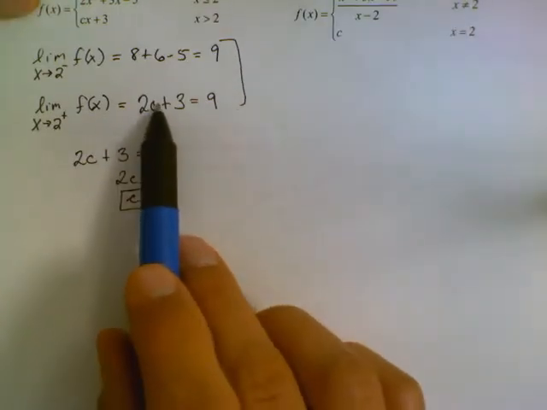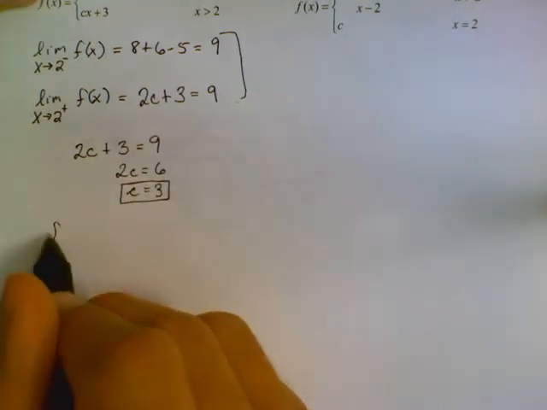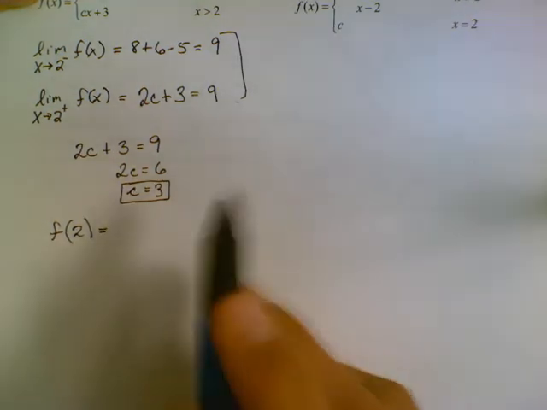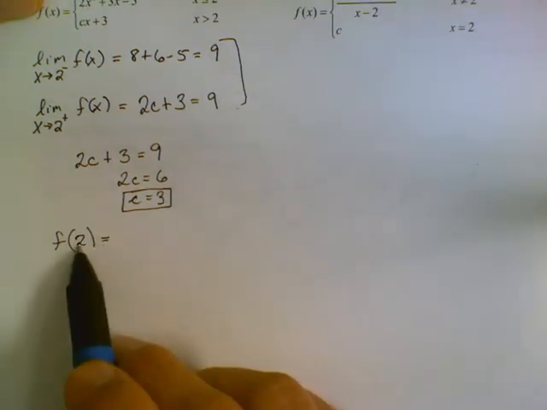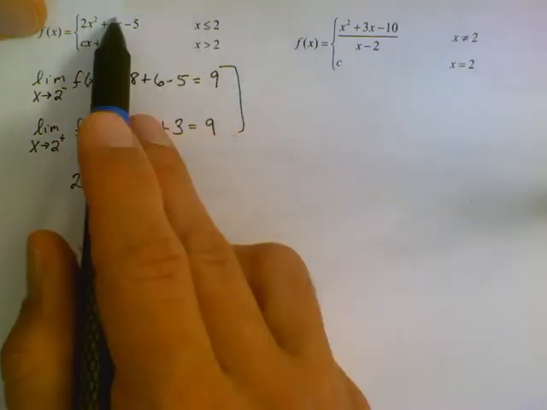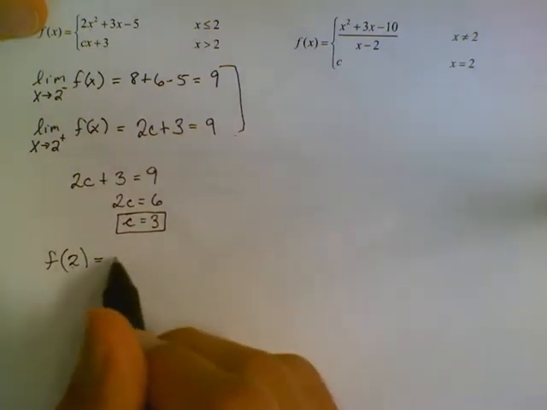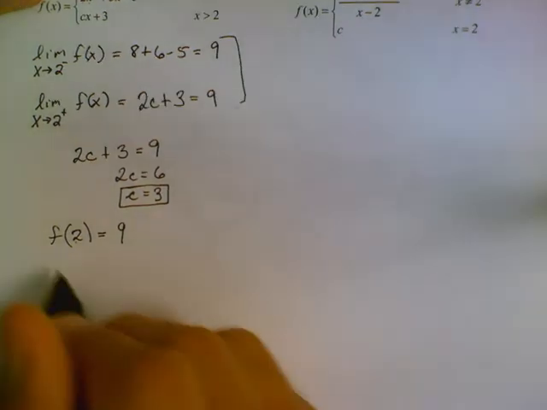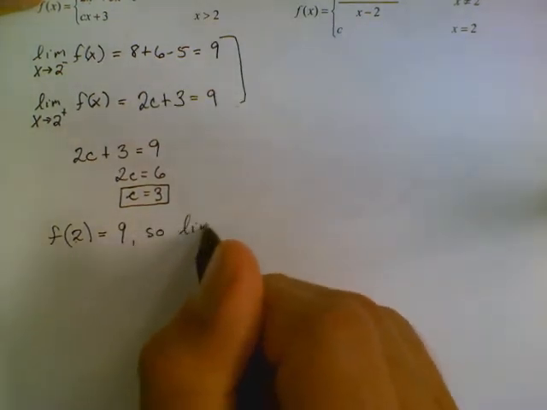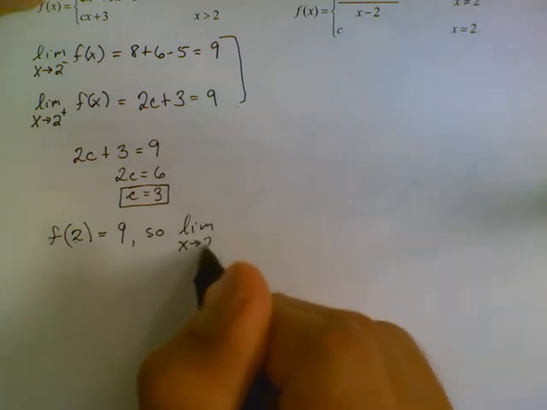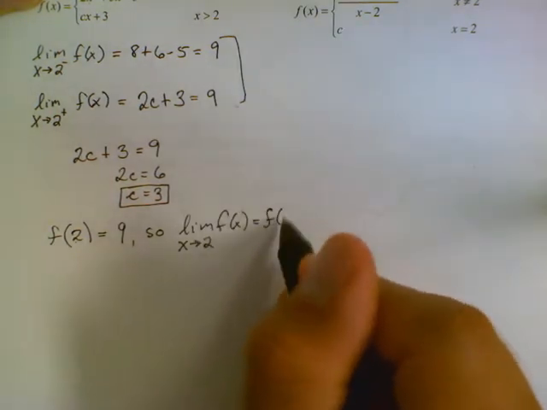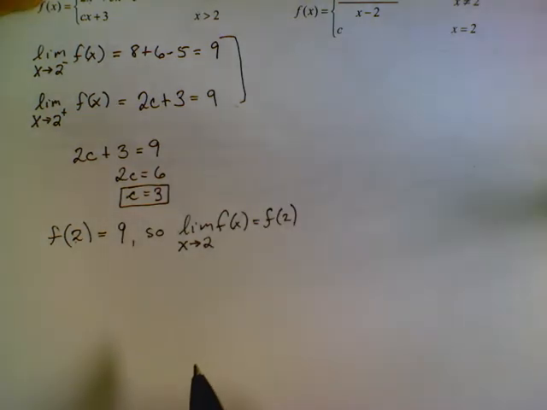But now we need to make sure that the function value at 2 is equal to the limit value. Well, the function value at 2, we would just substitute in up at the top, and that would still be 9. So the limit as x approaches 2 of f of x equals f of 2. So we are happy about that.